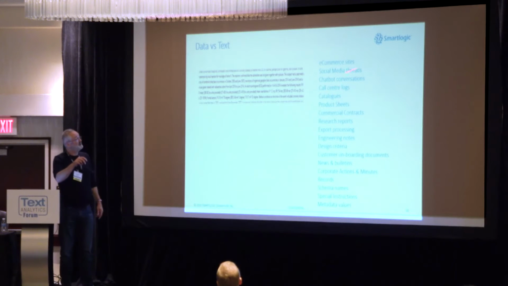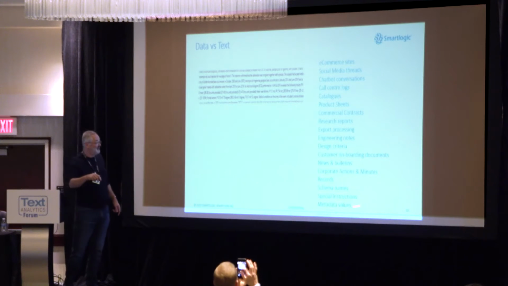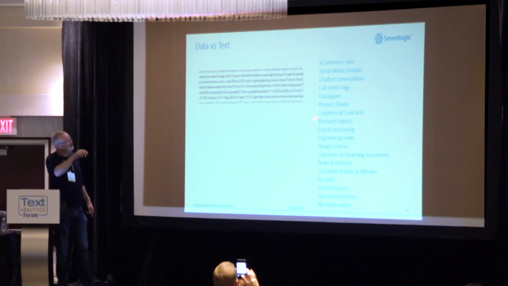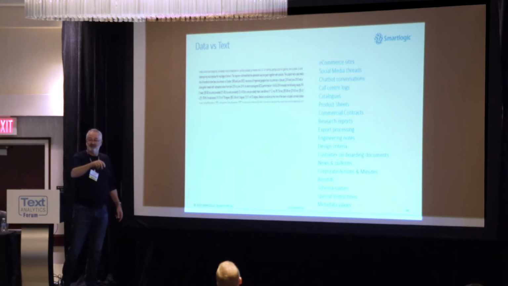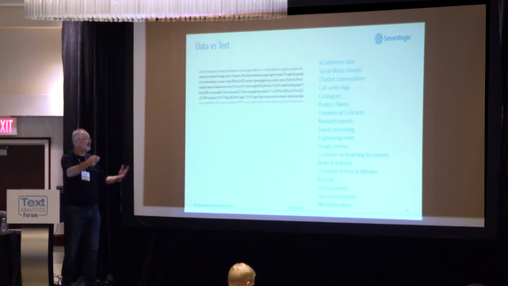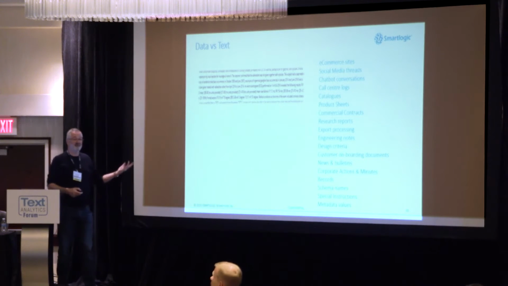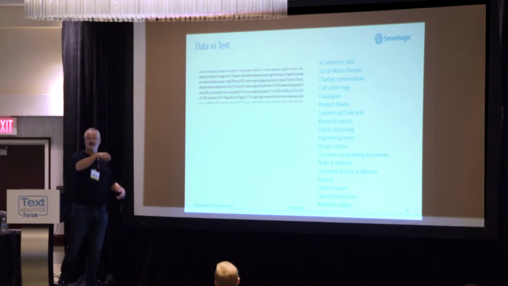And then we think about all the different text-based systems that we've got. You have to think about e-commerce sites, social media threads, chatbot conversations, product sheets, catalogs, engineering notes, all the way down to schema names in databases, special instructions in payment fields, metadata values. And this is the lifeblood of every organization. Right? The minutes of the board meeting, the minutes of the department, the findings of the research, right? And so data, but we think about data, and everyone says, oh, but 20% of the data is in data, and 80% is unattainable because it's all locked up in content or in text.